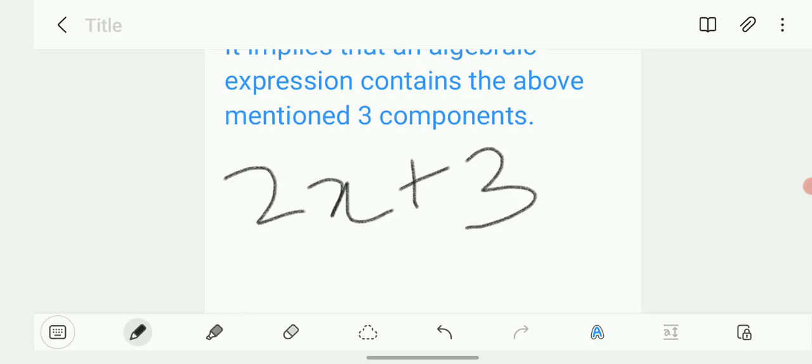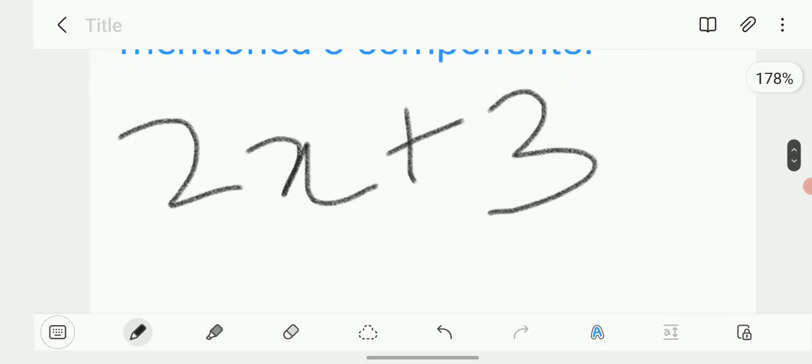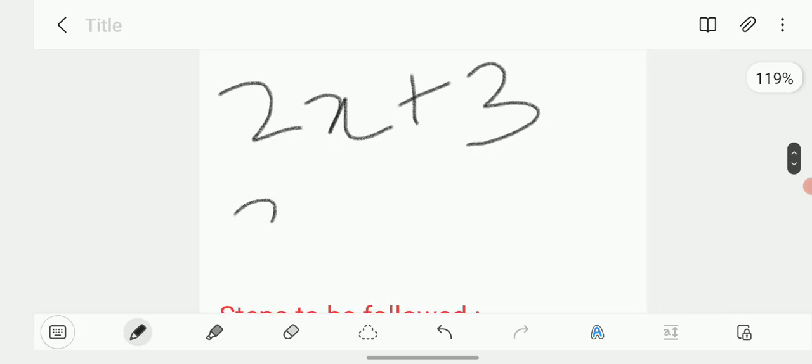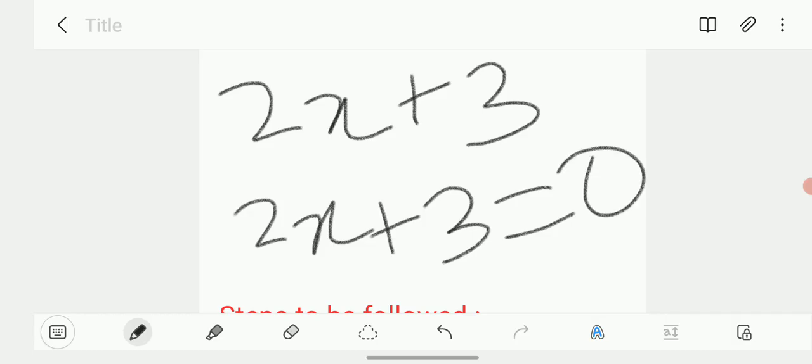These two are added to give the expression, and it is an algebraic expression as it is made up of a variable, that is algebra. And if it is an algebraic equation, then it is 2x plus 3 equal to 0. It may be equal to 0 or any number. An equation must contain LHS and RHS, separated by an equality sign. It shows that RHS equals LHS.